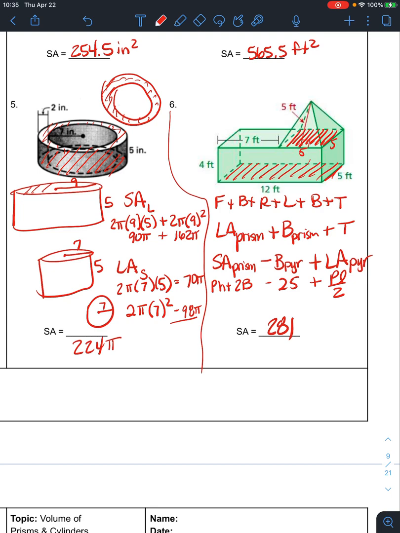So you have a lot of options there, but really it just comes down to you're adding a bunch of rectangles and triangles together. So that may be the easiest way for you to see it. But you can choose, particularly when you have prisms and pyramids, how you want to do the problem.